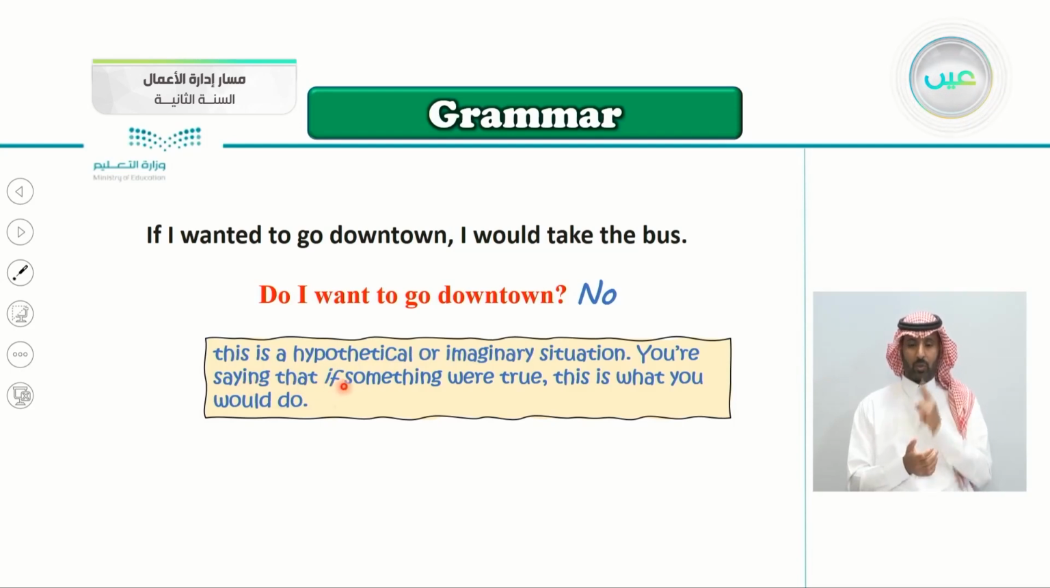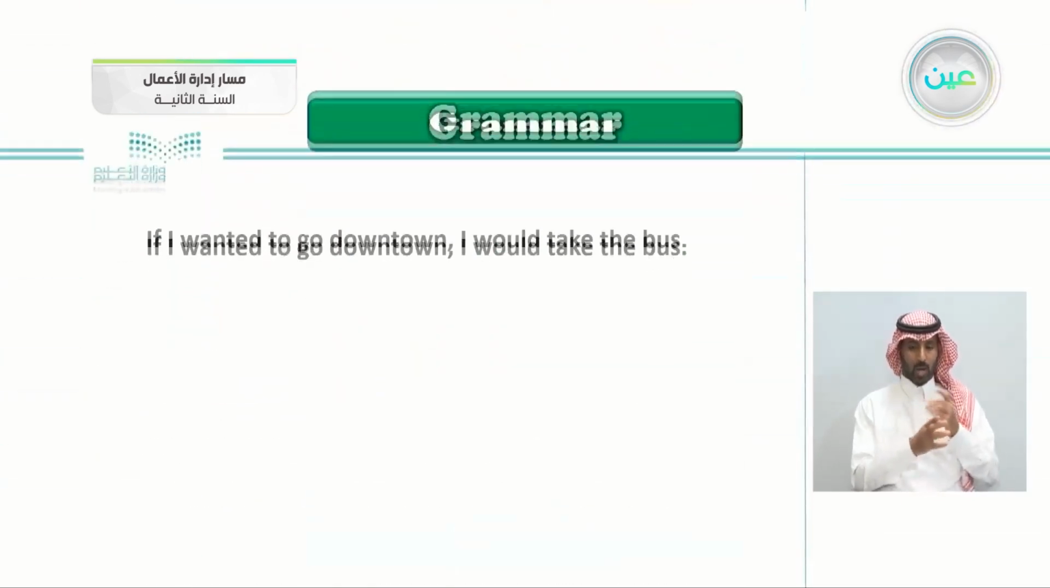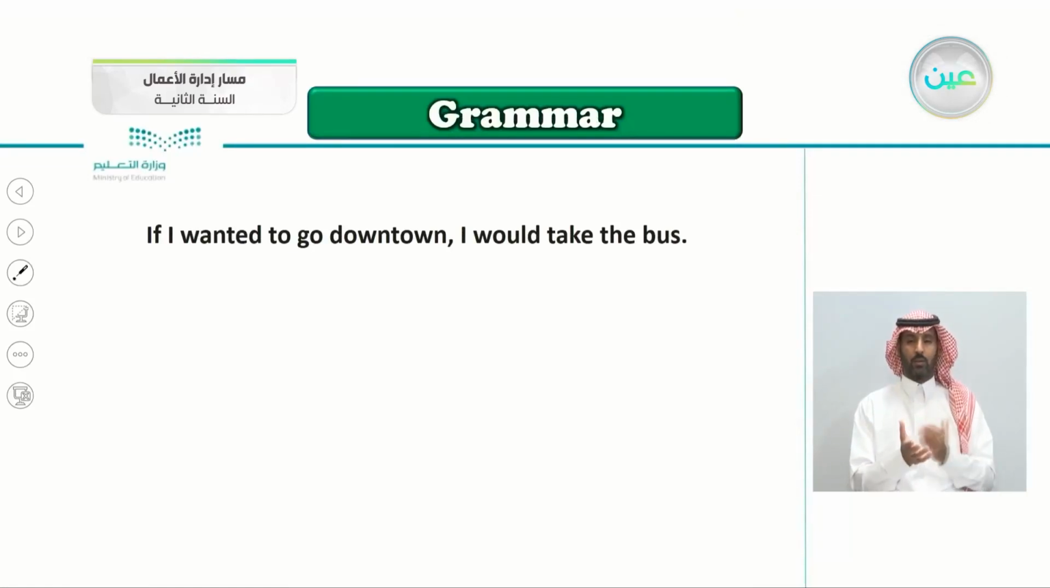You're saying that if something were true, this is what you would do. So again, if I wanted to go downtown, I would take the bus. Do I want to go downtown? No. That's why I told you, if I wanted to go, I would use this method, going by the bus. This is again the sentence.